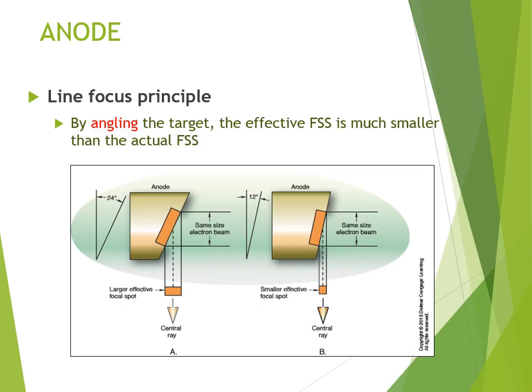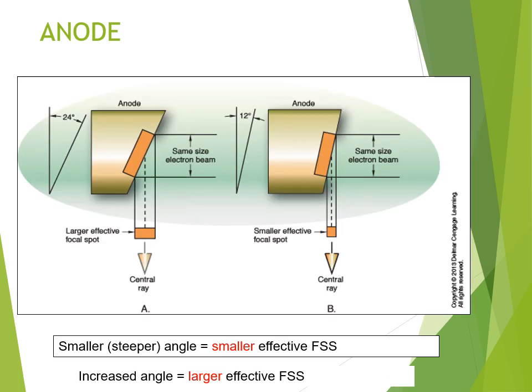The line focus principle states that by angling the target, the effective focal spot size is much smaller than the actual focal spot. If we look at the picture on the left-hand side, we have a 24 degree angle versus a 12-degree angle on the right-hand side. And so we're able to make our effective focal spot size much smaller on the right-hand side. This shows that the smaller the angle, the smaller the effective focal spot size. And if we increase the angle, which is 24 degrees, we're going to have a larger effective focal spot size.